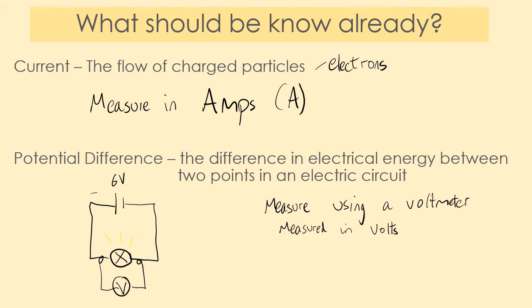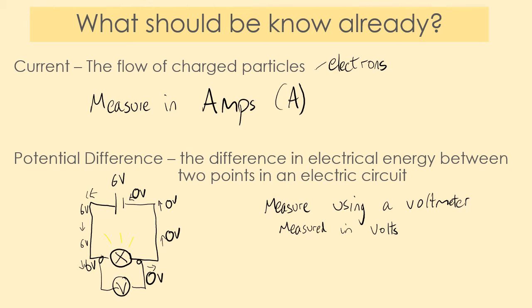So if we imagine my current is going round, my electrons are going round this way, and they're going to come through here, through here, through here, and back to here. We can have a look at what the potential difference will be at each point. So at this point here, it will be 6 volts. At this point here, it will be 6 volts. At this point here, it will be 6 volts. However, going across my light bulb, it's going to use that electrical energy to light up the light bulb, and we'll get 0 volts on this side, and we'll continue with 0 volts, 0 volts, and 0 volts.